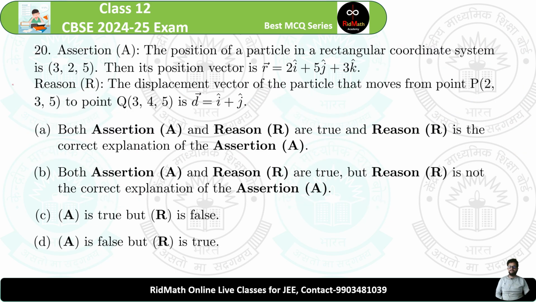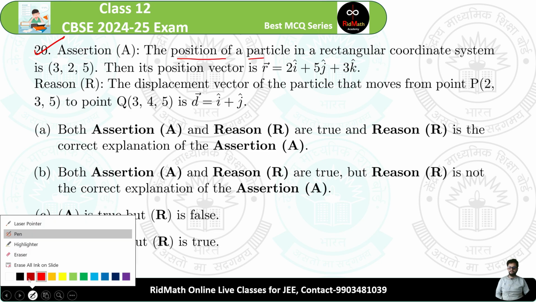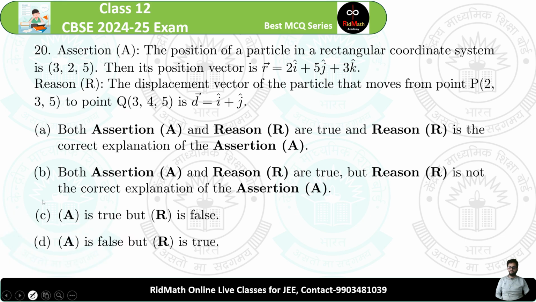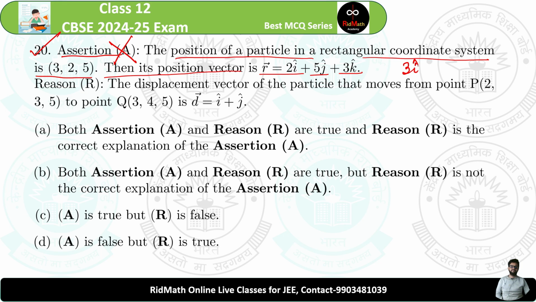Okay, next problem, question number 20. Assertion: the position of a particle in rectangular coordinate system is 3, 2, 5, then its position vector is 2 i cap plus 5 j cap plus 3 k cap. So you can easily check the assertion is incorrect, because if the position of the particle in rectangular coordinate system is 3, 2, 5, then its position vector will be 3 i cap plus 2 j cap plus 5 k cap. So this is not the position vector, so this is incorrect.